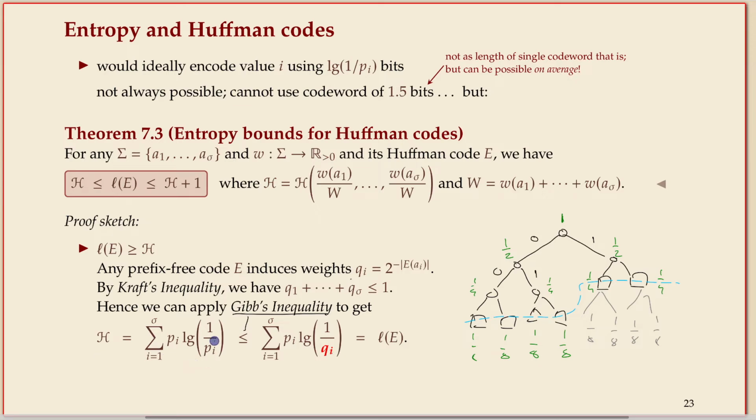So we write down the entropy, use Gibbs inequality to sum over the qi here instead of the pi. And this sum is exactly L, just written in a different way. Because if you plug in how qi is defined, then this 1/qi becomes 2 to the length of the code word, and log base 2 just takes the 2 to the away. So what you're left with is the sum of the lengths of the code words times their weights, and that's the definition of this L. Okay.